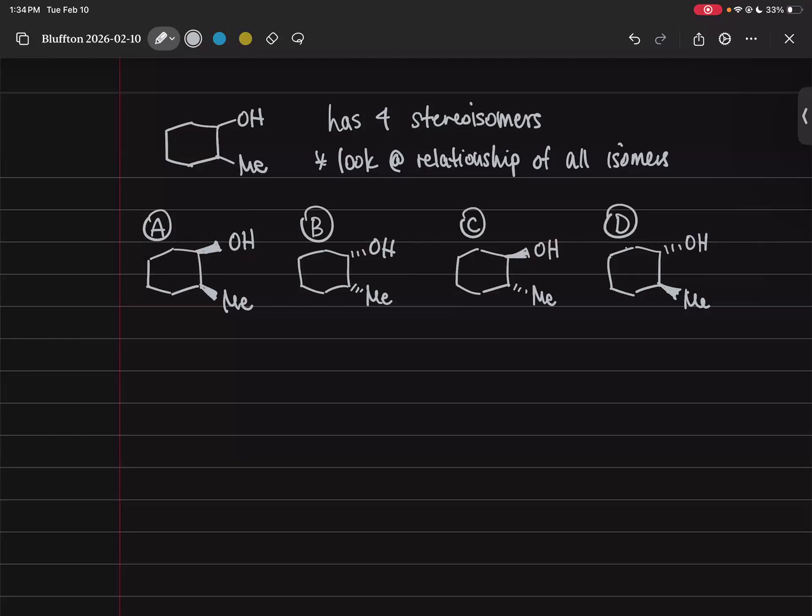Okay. So what is the relationship between A and B? Look at the stereocenters. Have we flipped all of the stereocenters or some of the stereocenters? All. So what relationship is that? Enantiomers. What about C and D? How many stereocenters have we flipped in that case? Some or all?